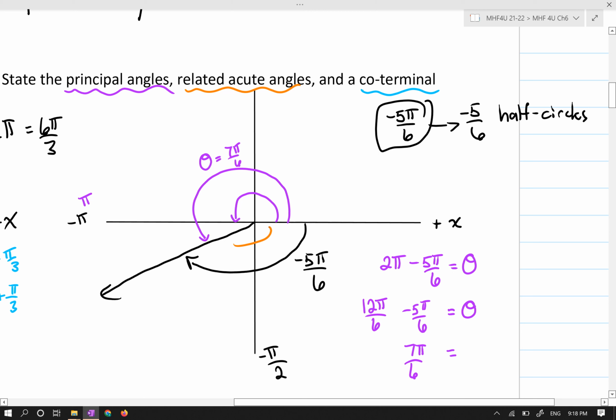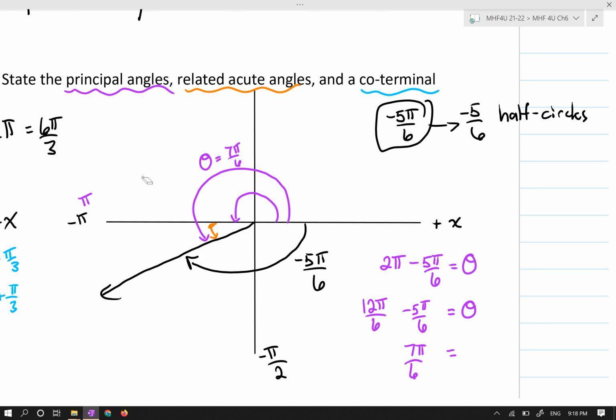I'm going to sketch out both options here, and we can see very quickly the smaller option is going to be the closer option to the x-axis. That's what we'll be working with here. So my related acute angle is the distance in between this x-axis, this time my negative x-axis, and my terminal arm. Well, my negative x-axis, it depends on which direction I'm working here.